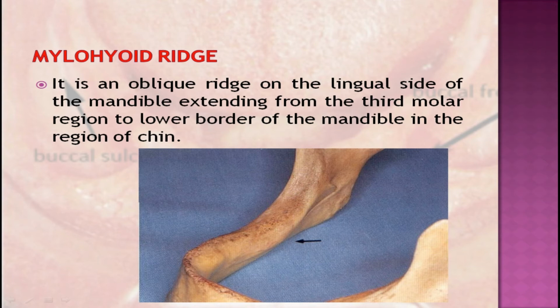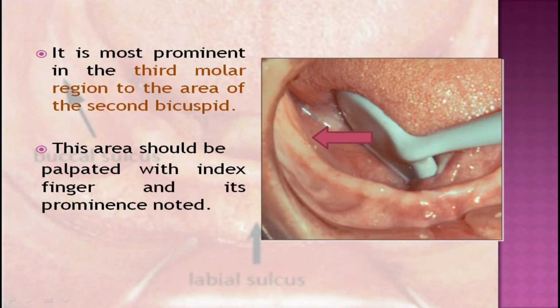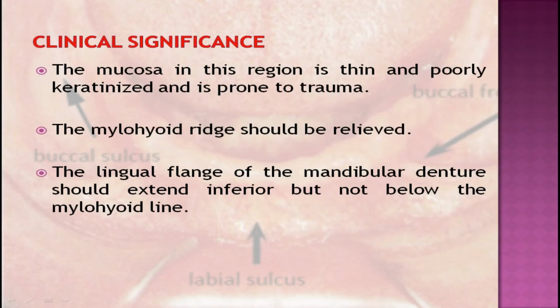Mylohyoid ridge. The mylohyoid ridge is an oblique ridge on the lingual side of the mandible extending from the third molar region to the lower border of the mandible in the region of the chin. It is most prominent from the third molar region to the area of the second bicuspid. This area should be palpated with the index finger and its prominence should be noted. The mucosa in this region is thin and poorly keratinized and is very prone to trauma. So the mylohyoid ridge should be relieved.